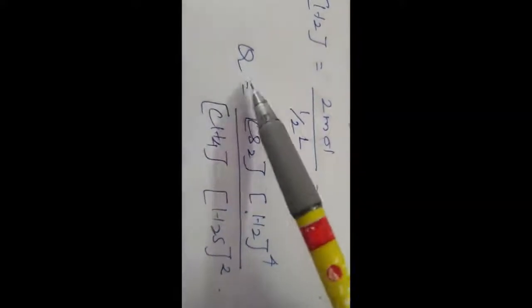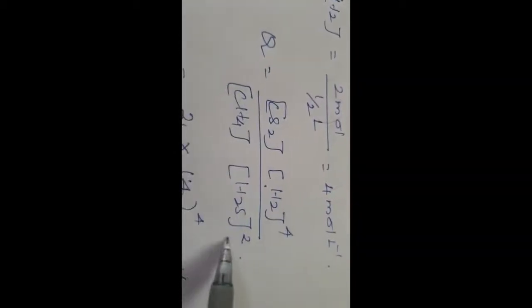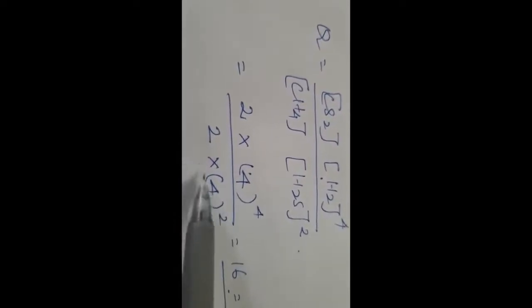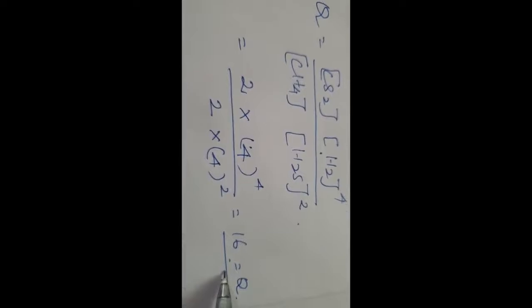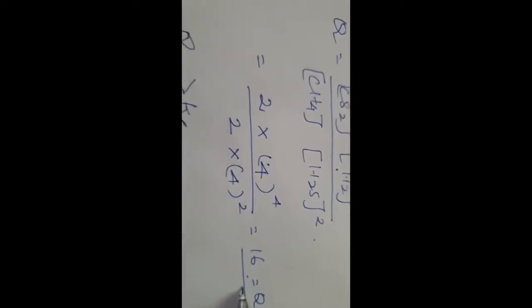Then how to calculate the Q value? CS2 into... the products are CS2 and H2, the whole power 4, divided by CH4 and H2S, the whole square. Substitute the values, 2 into 4 power 4 divided by 2 into 4 square. So we can get 60, that is the Q value. What is the Q value? The Q value we already got is 60.